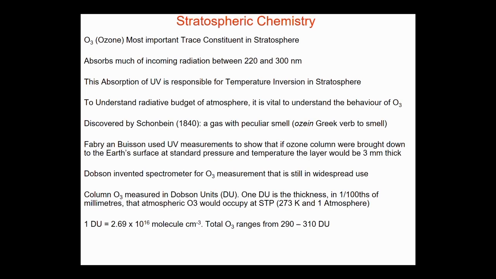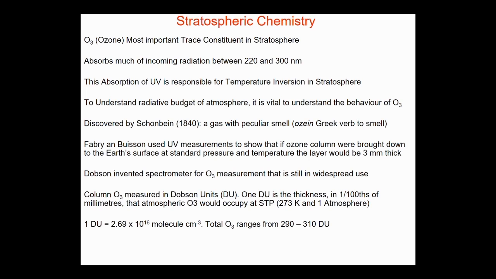Column ozone measurements are measured in things called the Dobson unit. And one Dobson unit is the thickness in hundredths of millimetres, so 10 to the minus 5 metres, that atmospheric ozone would occupy if it was brought all the way down through the column, so that you ended up with neat ozone at atmospheric pressure and temperature at the surface.